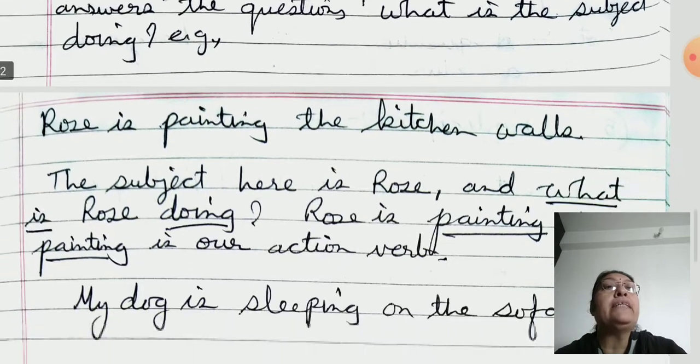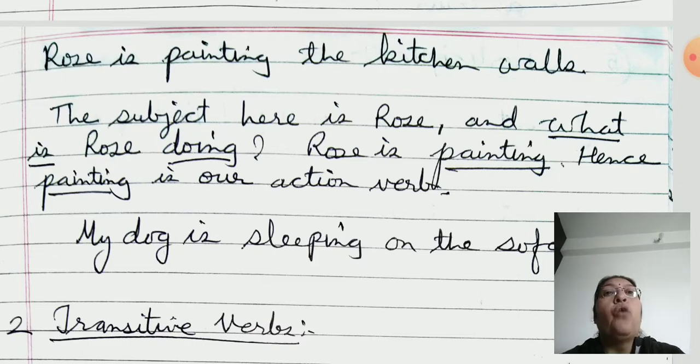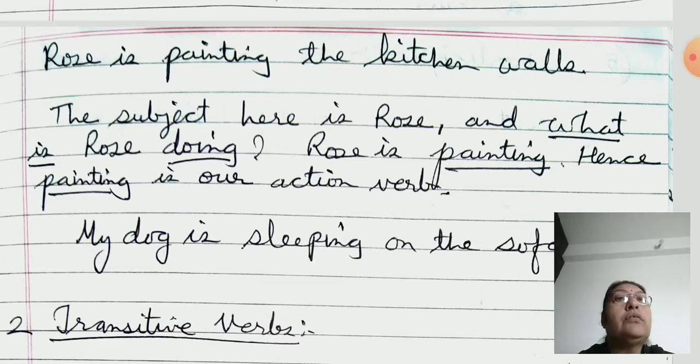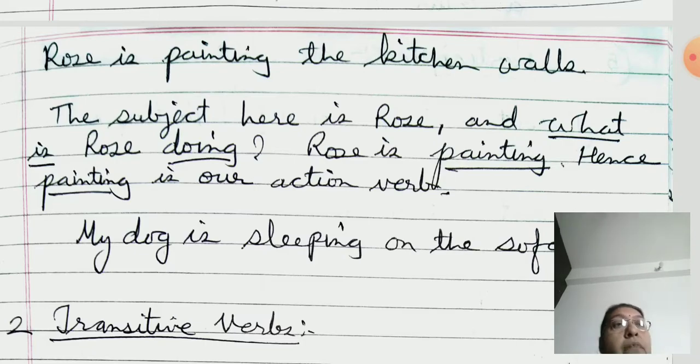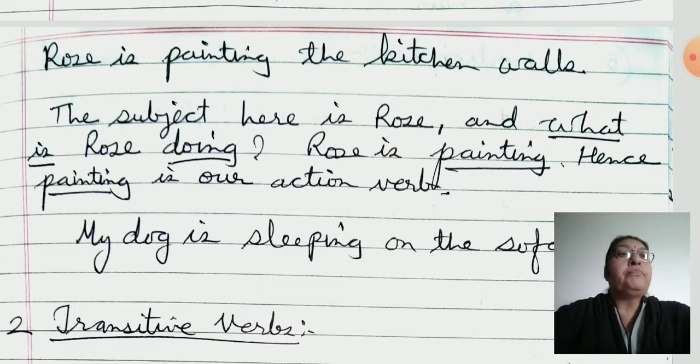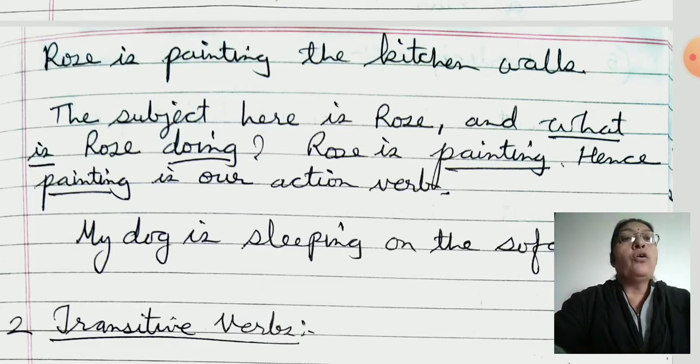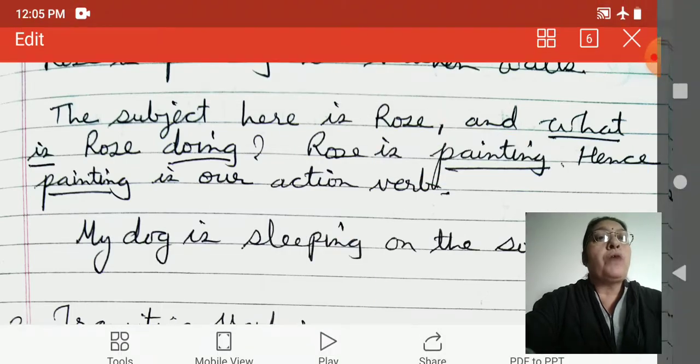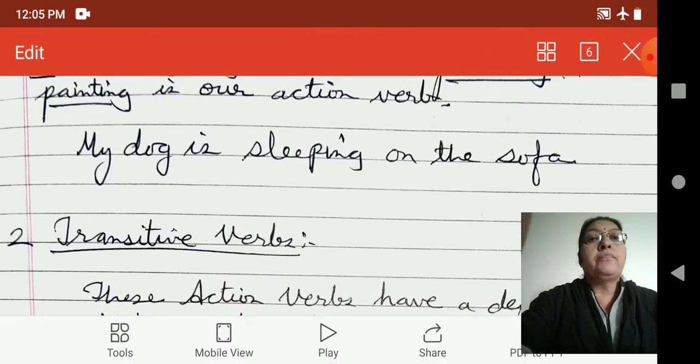Rose is painting the kitchen walls. The subject here is Rose. And what is Rose doing? Rose is painting. Hence, painting is our action verb. My dog is sleeping on the sofa. Here, we understand. Who is sleeping? We automatically reply my dog.